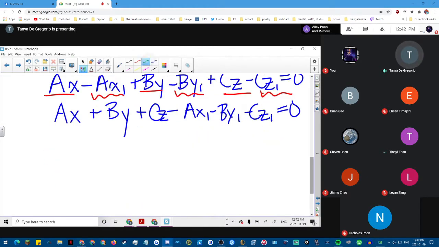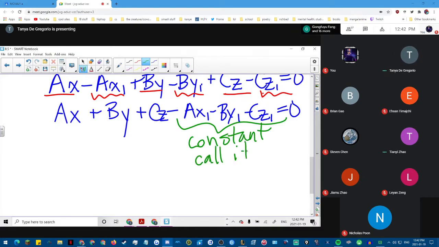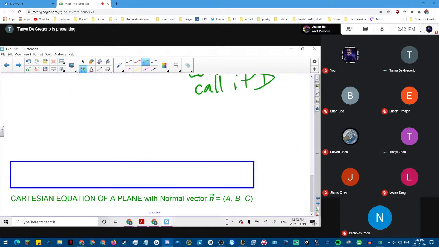And this right here now, I'm going to call D. And this is how the scalar equation was developed.